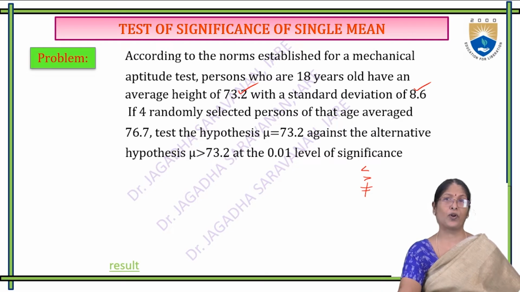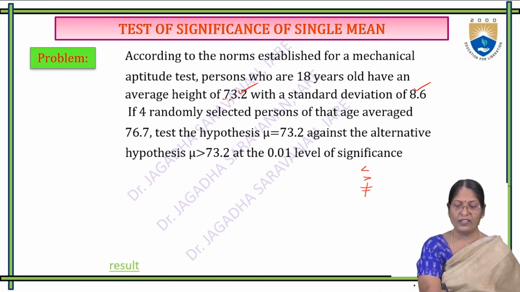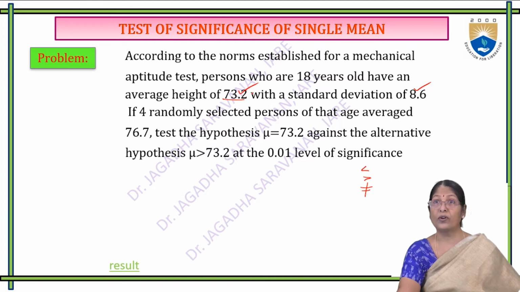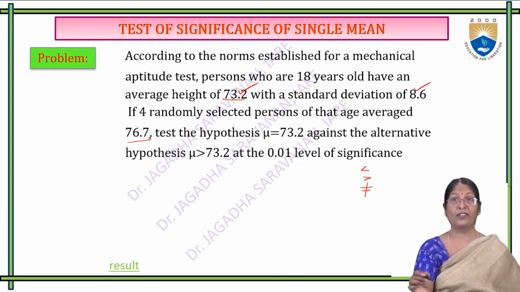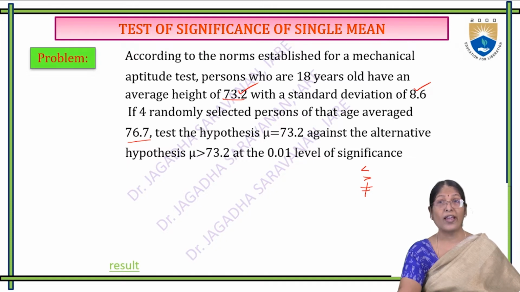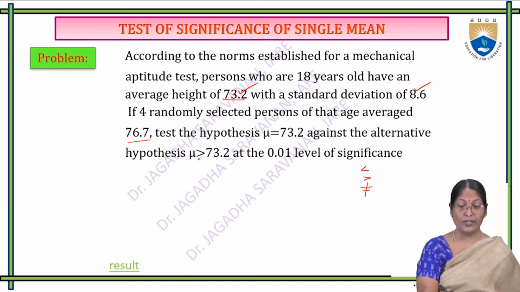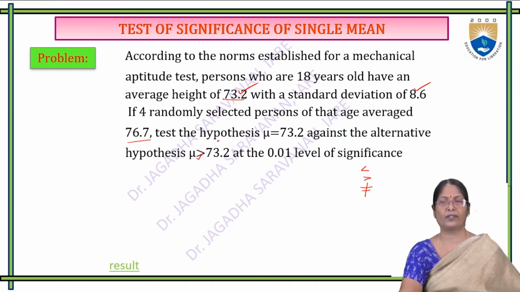Here in this particular problem, it is given to us how to reject. The population mean which is given, 73.2, is not correct. There is a possibility that it will be more also. That's why here 76.7 is there. So the rejection is a right-tailed test. Why do we say right-tailed? Because of this symbol. If it is less than, we will say left-tailed test.